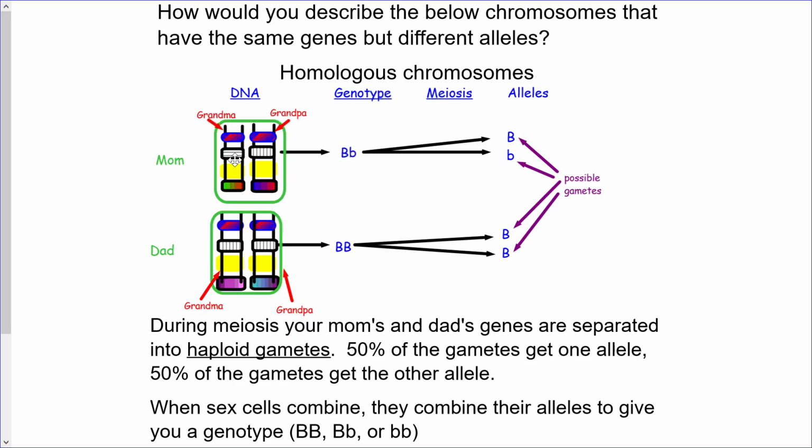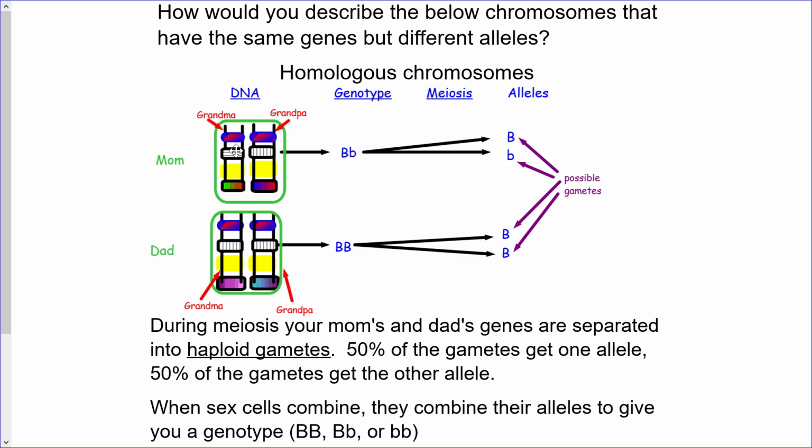During meiosis, your mom's and dad's genes are separated into haploid gametes. Haploid meaning they have half the amount of genetic information. Gametes is just another word for sex or reproductive cells like sperm and egg. 50% of the gametes get one allele and 50% get the other allele. When your sex cells combine, when the sperm and egg combine again, they combine their alleles to give you back that diploid number.